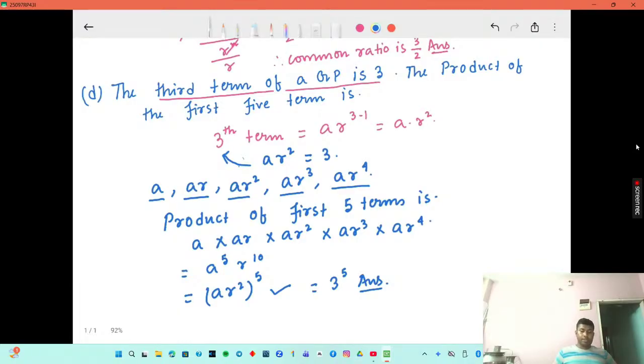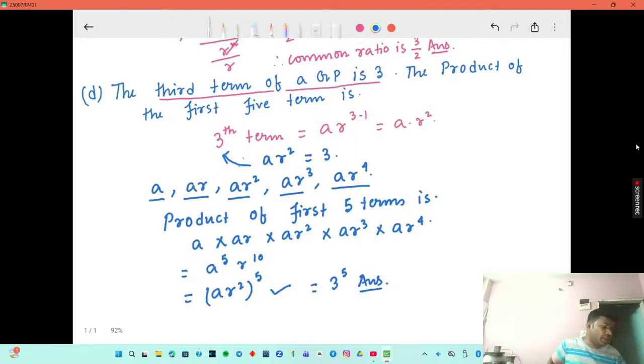So I think now you will be able to solve any question like this, if only one term of the GP is given and we have to find the product of any terms. Okay, so this is the method to solve this question. Now I will move to the next question.